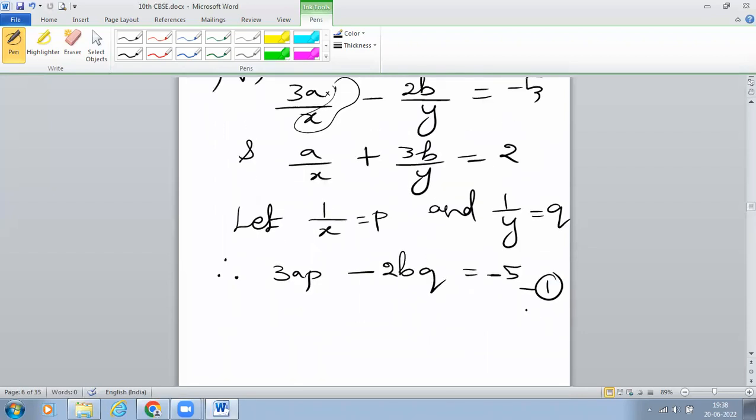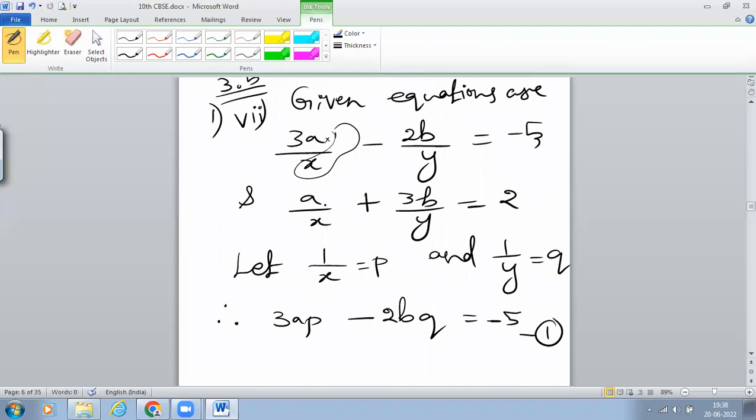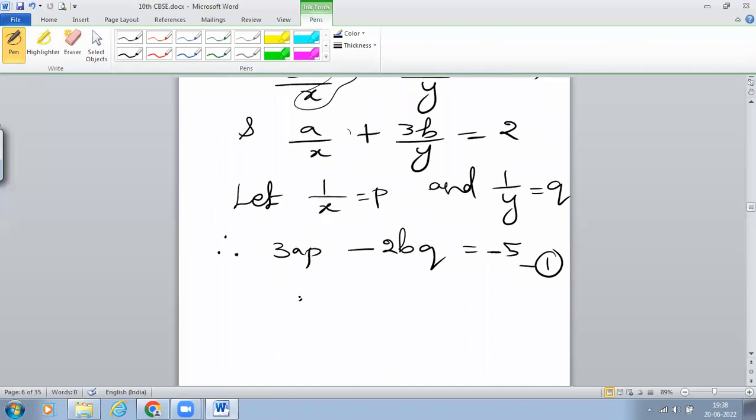Now, similarly, the second equation is a by x. A by x means a into 1 by x. What is 1 by x? 1 by x is p. So a into p, that is ap, plus 3b divided by y. So this 1 by y is q. So that is 3bq. Therefore, 3 into b into q, which is equal to 2. This is equation number 2. Now we got two equations in linear form with variables p and q.